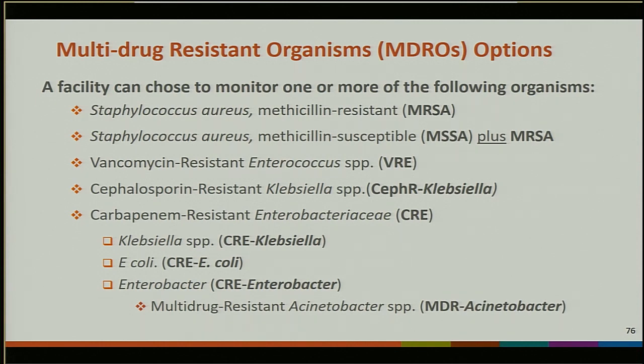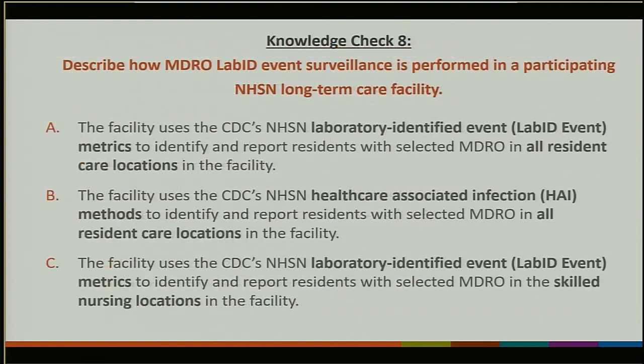We have vancomycin-resistant enterococcus species, or VRE, cephalosporin-resistant Klebsiella species, carbapenem-resistant Enterobacteriaceae, or CRE. When you monitor CRE, here are the 3 organisms that you're looking for. So your Klebsiella, E. coli, and Enterobacter. And then we have multi-drug-resistant Acinetobacter. This should not be tabbed in. It should be out. There's a little typo there. So that's the list. This list is also available in your protocol.